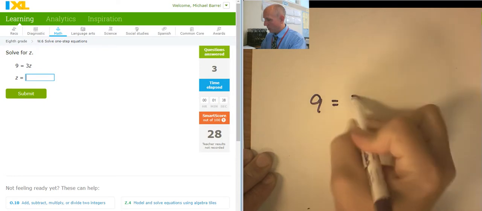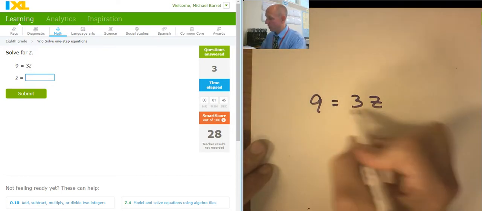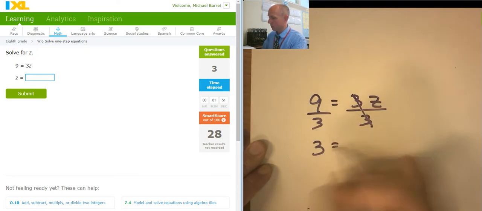Nine equals 3z. Who is the variable? Z. Who's bugging it? 3. What's the 3 trying to do? Multiply. How do I fight multiplication? Division. What would you like to do? I'd like to divide both sides by 3.